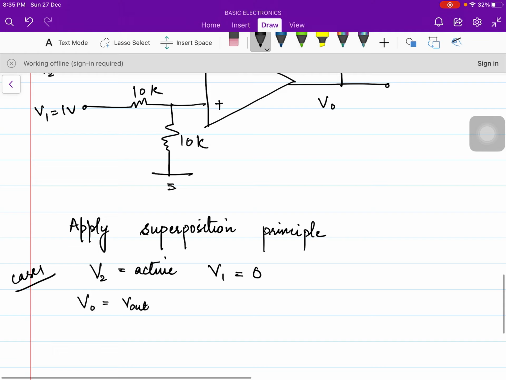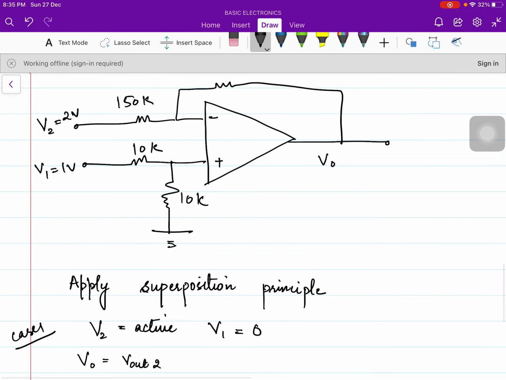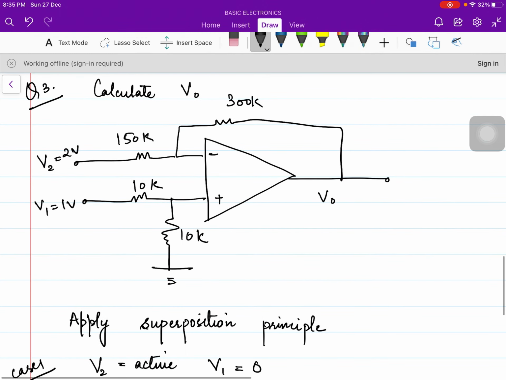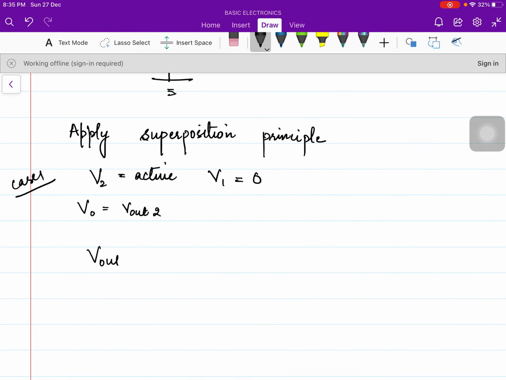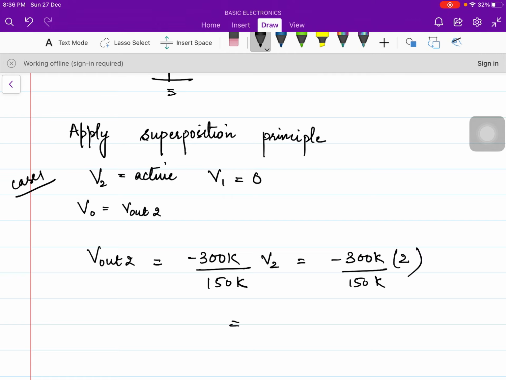So V out, let it be V out 2 because it will be for V2, so it will be easy to remember. If V1 is grounded, then the configuration becomes similar to that of an inverting configuration, and the output of an inverting configuration is minus RF upon R1 into the input voltage. So that is minus 300K upon 150K into V2, that is 2 volt. So the answer is minus 4 volt. So V out 2 is minus 4 volt.